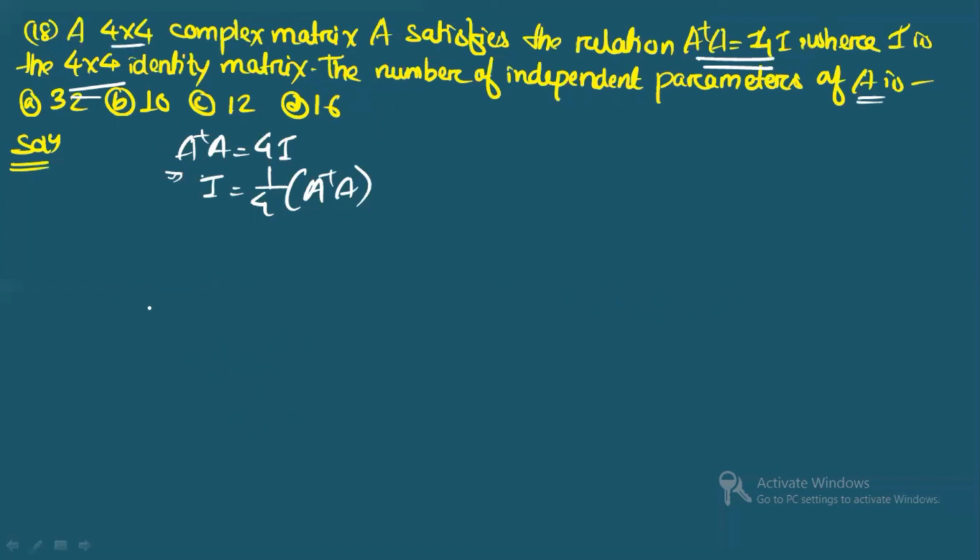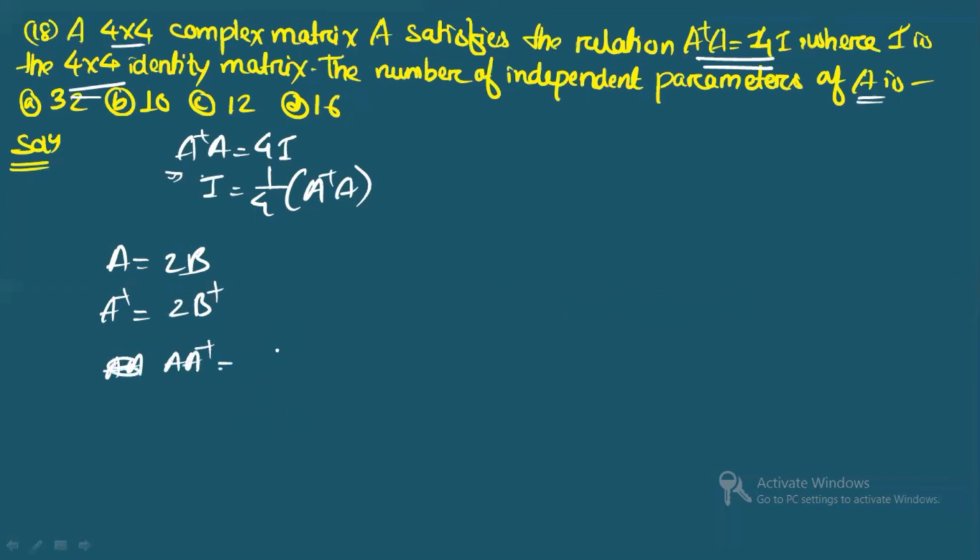Now, if you consider A equals, suppose, twice of B, then A dagger will be equal to twice of B dagger. So A dagger.